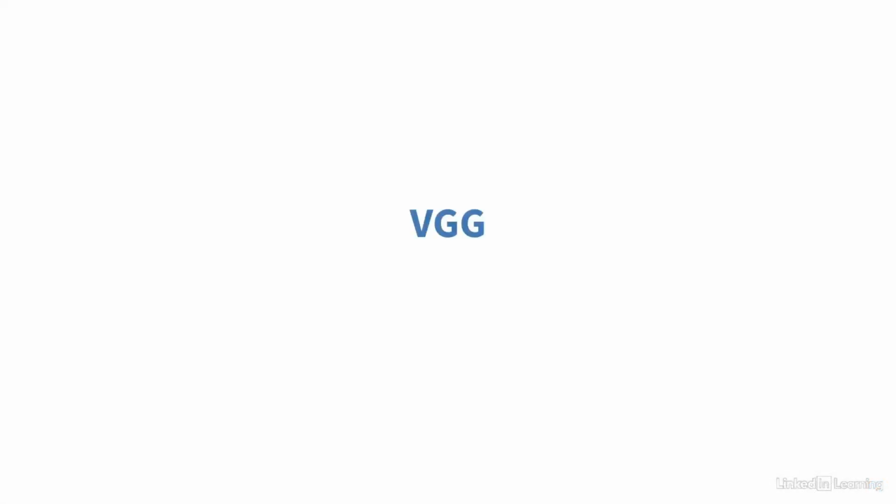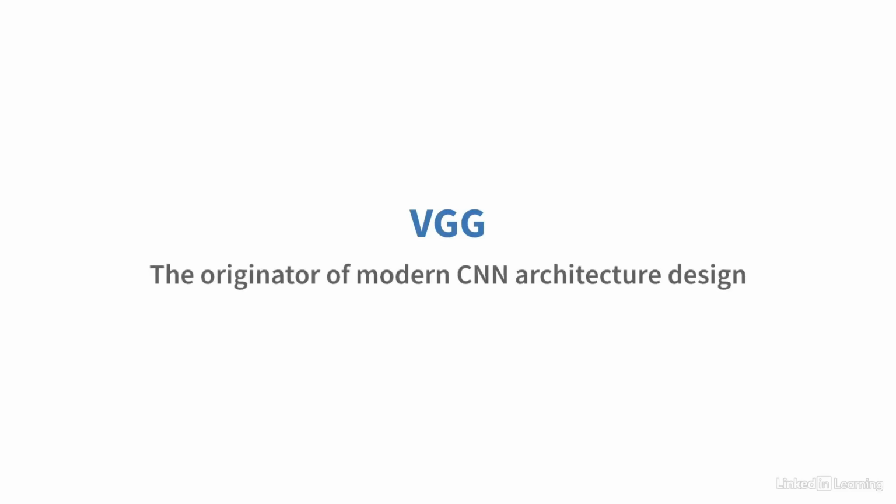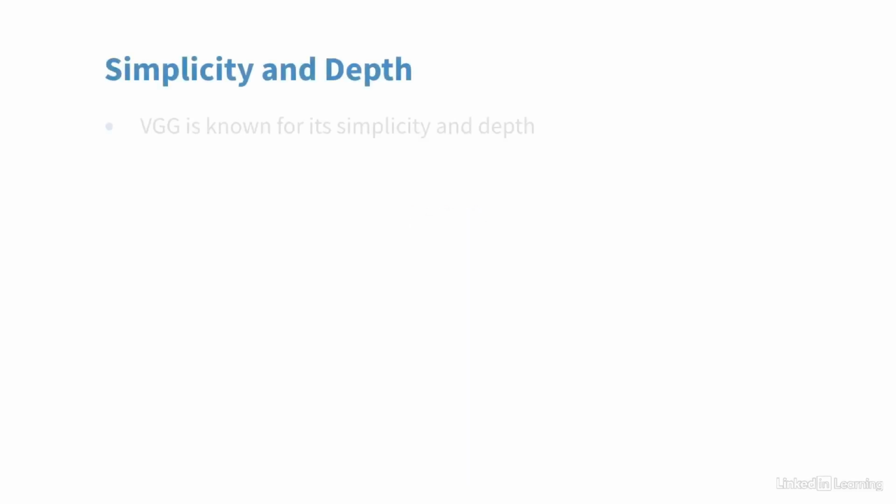While AlexNet is considered the grandfather of modern convolutional neural networks, VGG is considered the father of modern CNN architecture design. It was developed by the Visual Geometry Group at Oxford University and in 2014 took first place at the ImageNet Large-Scale Visual Recognition Challenge. VGG is known for its simplicity and depth.